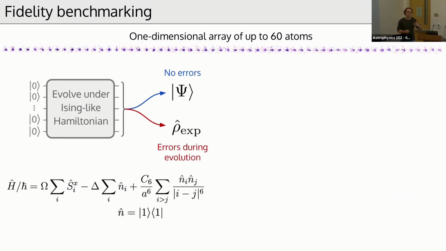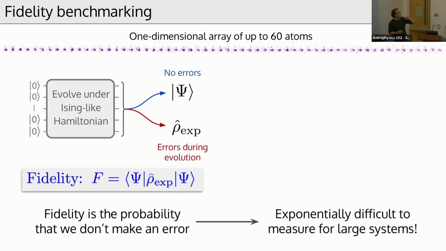Because we always have noise affecting our system, the actual output of our experiment will be some noisy mixed state, rho experimental, which we want to characterize by looking at the overlap between this noisy mixed state and our pure state. In other words, what is the fidelity, which you can qualitatively think of as the probability that we don't make any errors when we're executing our quantum operation.